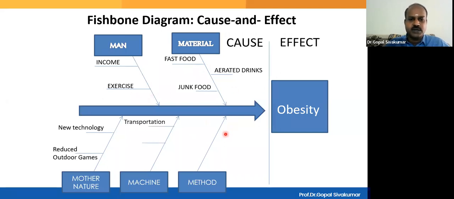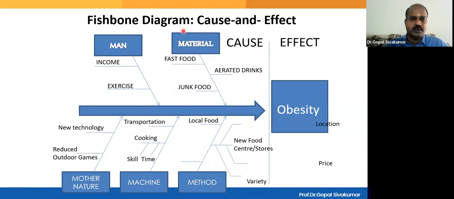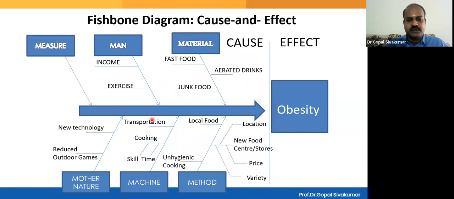And now all these causes are appearing. The income and exercising pattern are all men related. The habit of consuming fast foods, aerated drinks, and junk food are all related to the problems related to the material. Similarly, the way of transportation, whether the person is using a two-wheeler or walking, and all the categories. And of course, the 6th category, measurement, is also included. With all these categories and the causes listed under them, now we have an idea. These are all the possible causes for a particular person to become obese.